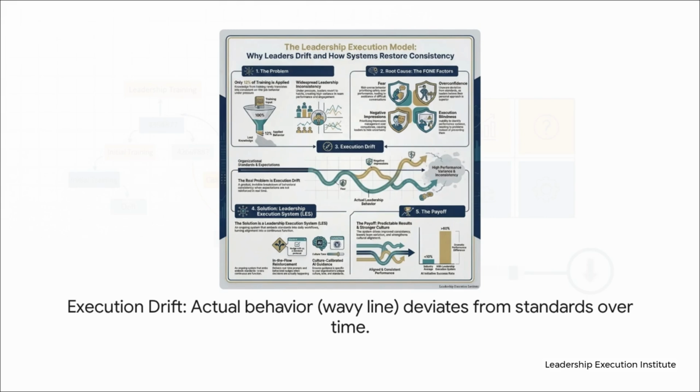This chart we're looking at, titled Execution Drift, really illustrates this concept. You can see 2 lines. The straight one represents organizational standards. That's the target. But the second, wavy line, that's the actual leadership behavior. And you can see how over time it diverges and the variance increases. So this gap isn't an accident. It's an expected outcome when reinforcement is missing.